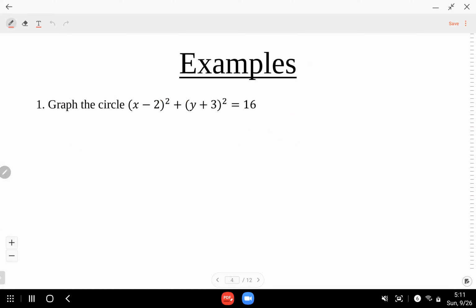So let's do some examples. We need to graph the circle x minus 2 squared plus y plus 3 squared equals 16. Well, you can't graph on Zoom, so we are going to find the radius and the center of our circle. Once we have those, we can graph, right? So please put the radius and the center of the circle in the chat. I'll give you a few moments to do that.